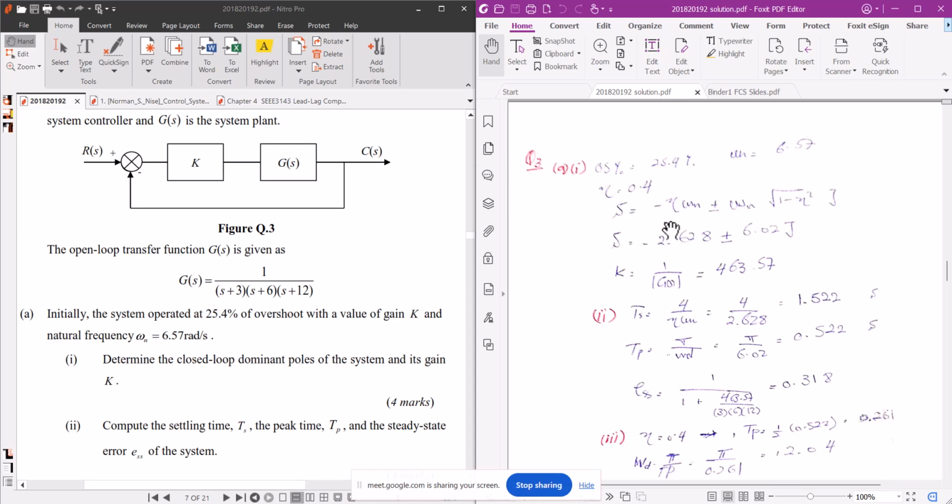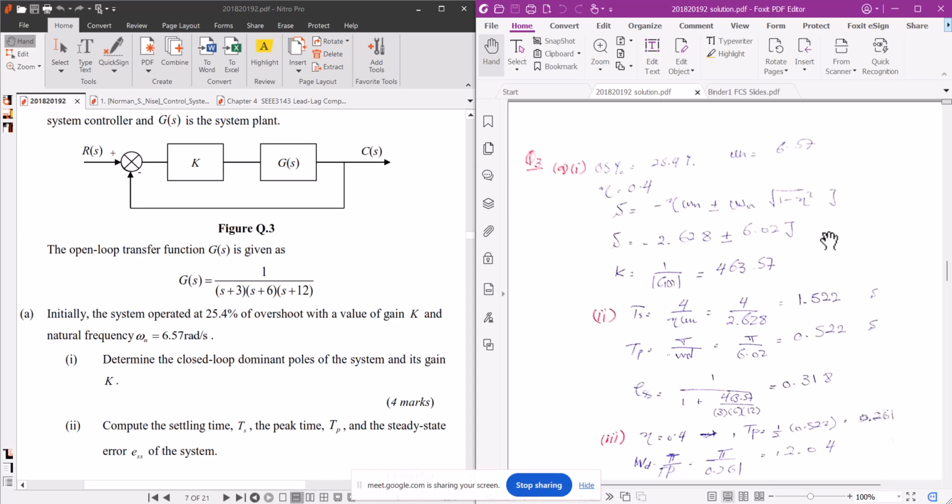Now the dominant poles will be minus zeta omega n plus minus j omega n under root 1 minus zeta square. This is the formula for the dominant poles. So put these values, multiply this and you get this, and then calculate this term and you will get this. This is omega d, right? 6.02 j. So this is the dominant pole of our system.